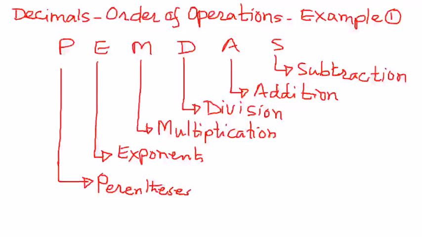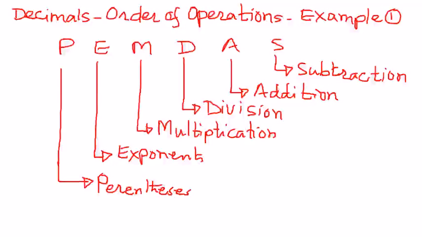Welcome to my presentation. In this presentation, we shall see how to perform the order of operations with numbers involving decimals. We talked about this procedure in my other presentations, but I want to explain this one more time. The order of operations we can perform using this catchphrase PEMDAS, P-E-M-D-A-S. P stands for parenthesis, E stands for exponents, M stands for multiplication, D stands for division, A stands for addition, and S stands for subtraction.